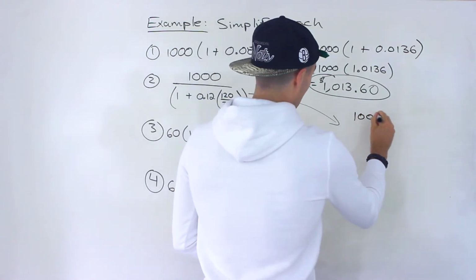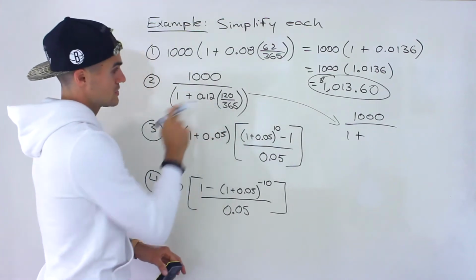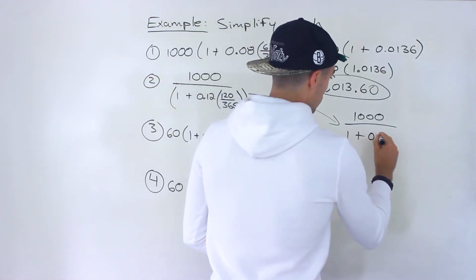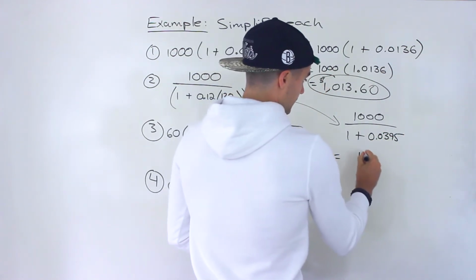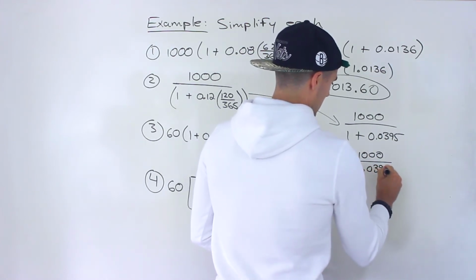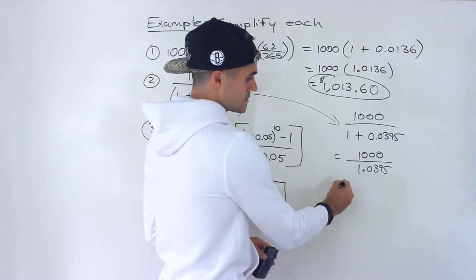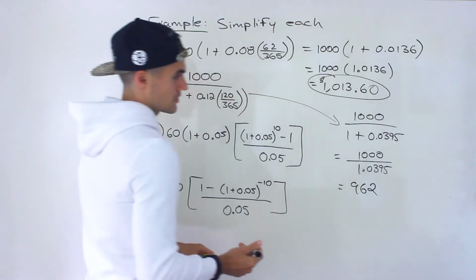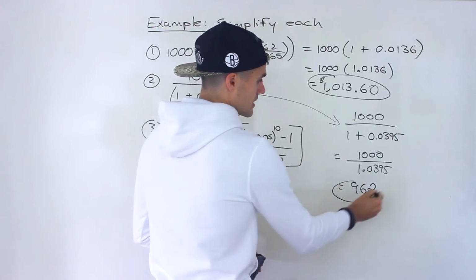And so what we would have is 1,000 over 1 plus, now 0.12 times 120 over 365. That would give you 0.0395. And then you would add these two, and then you would be able to divide them. And when you divide these, you'd end up getting 962 approximately.